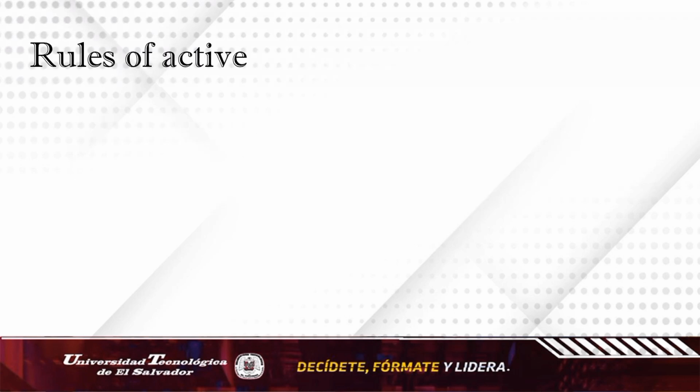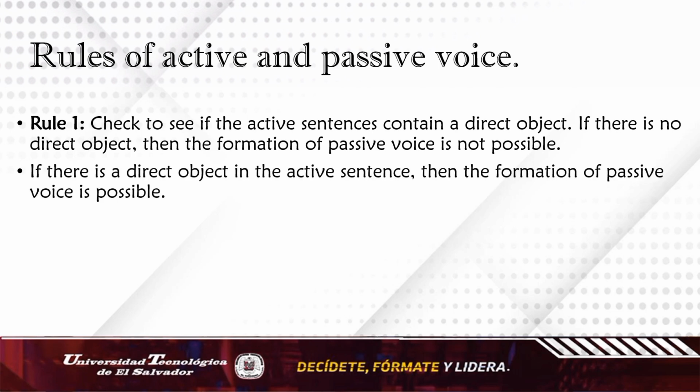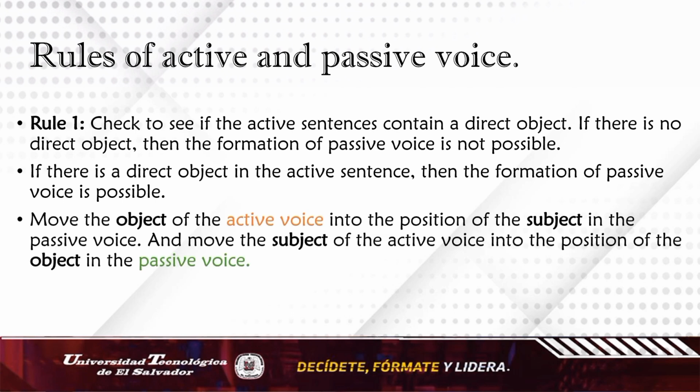Here are some important rules to consider. Rule 1. Check to see if the active sentence contains a direct object. If there is no direct object, then the formation of passive voice is not possible. If there is a direct object in the active sentence, then the formation of passive voice is possible. Move the object of the active voice into the position of the subject in the passive voice, and move the subject of the active voice into the position of the object in the passive voice.